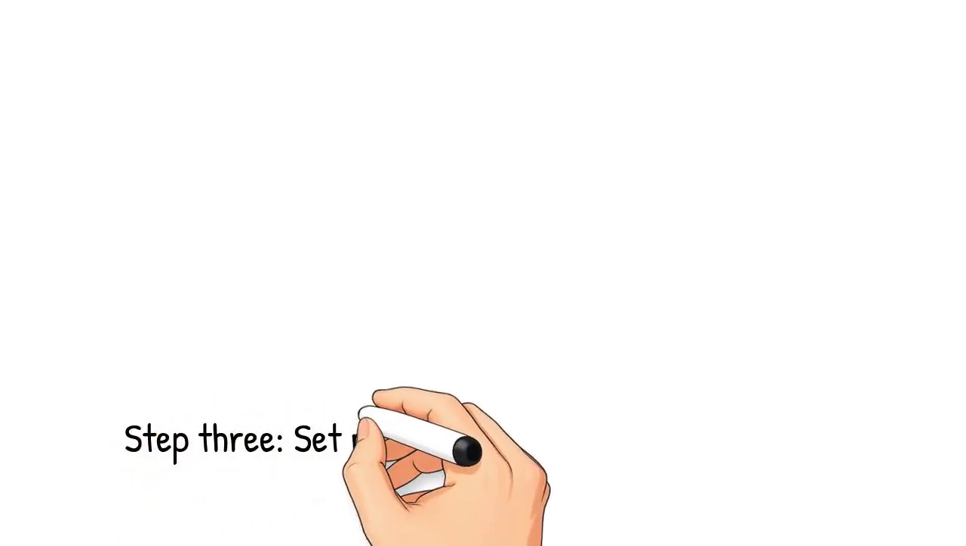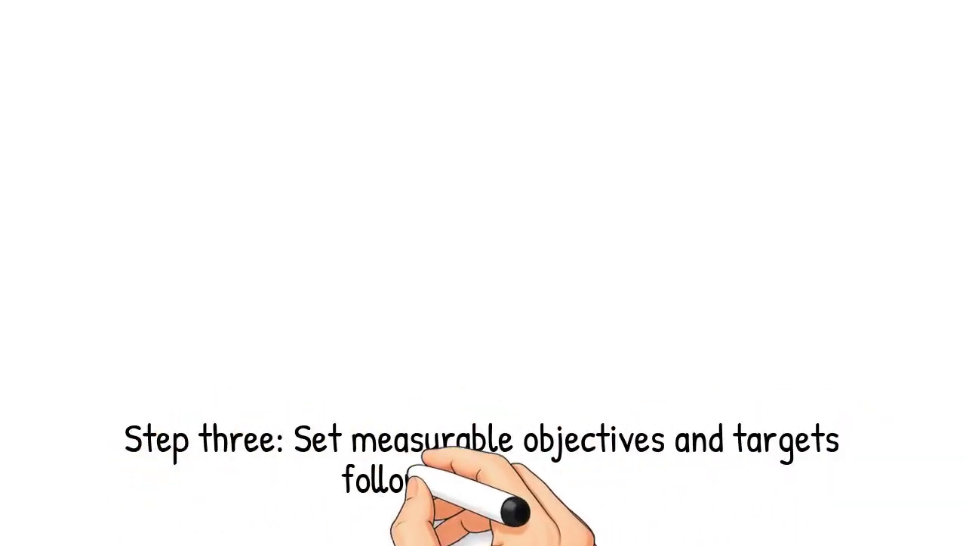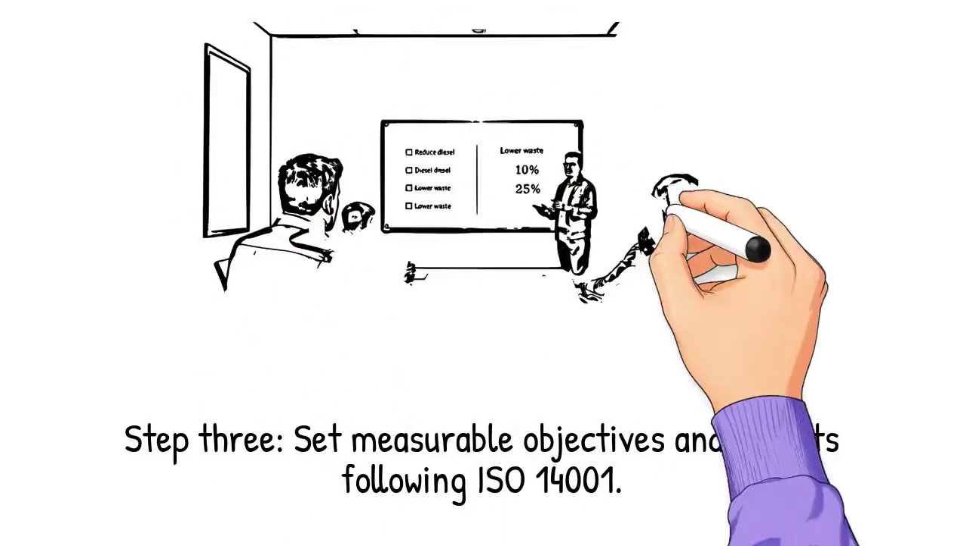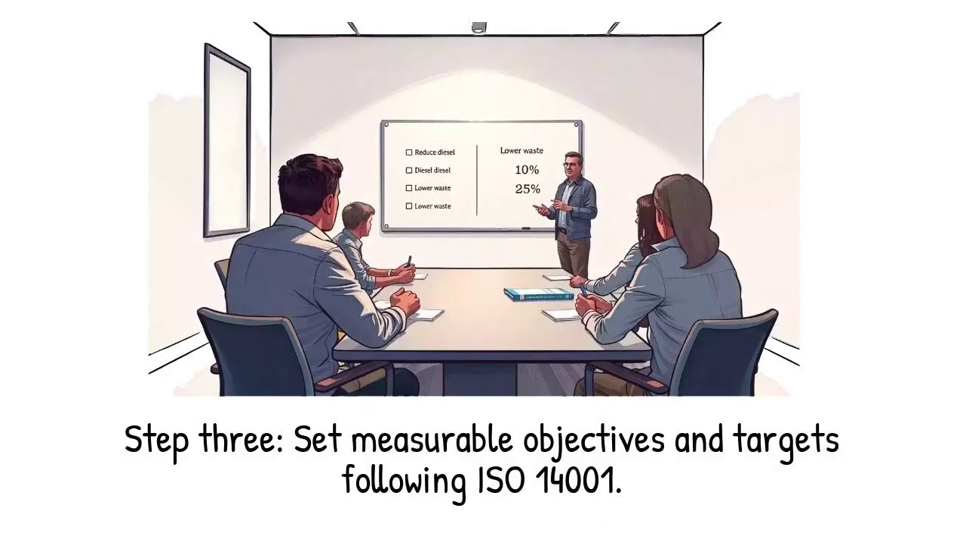The third step is setting objectives and targets. ISO 14001 requires organizations to set environmental objectives based on significant aspects. For example, reducing diesel consumption by 10%, lowering waste generation by 15%, improving recycling rates, or reducing emissions. Objectives must be measurable, achievable, and linked to SEA.